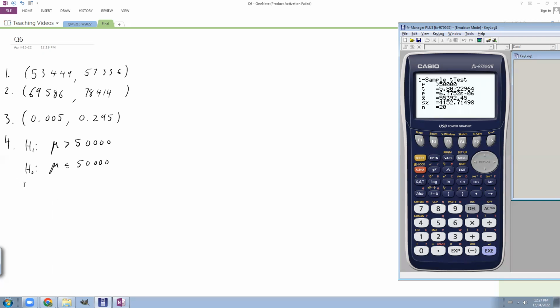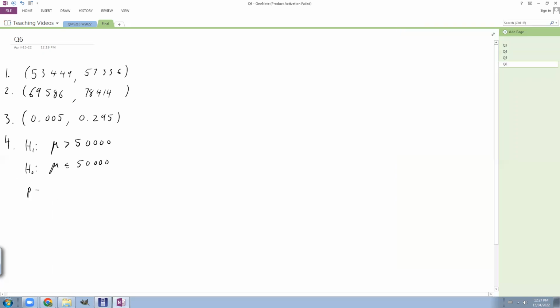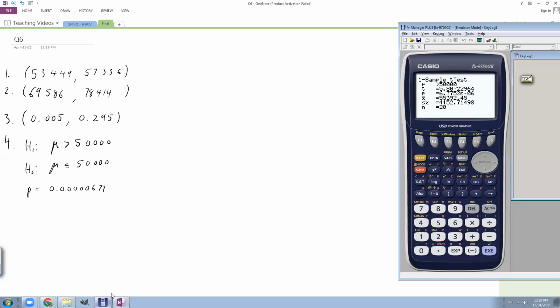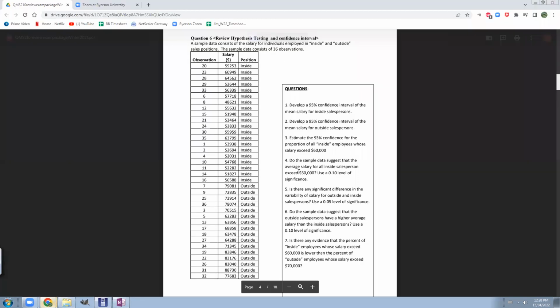So that's 0.00000677, an extremely small p-value. So that's definitely less than the alpha, which was 0.1 in the question. The alpha was 0.1.